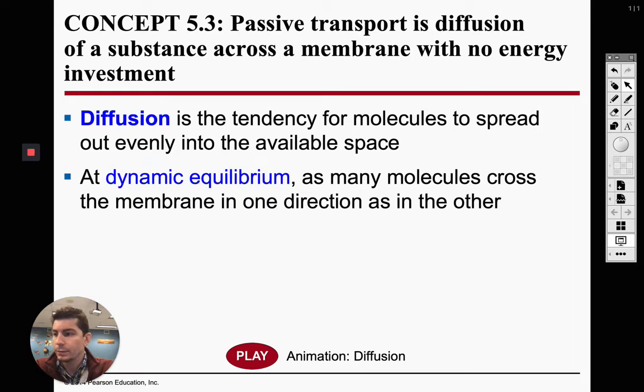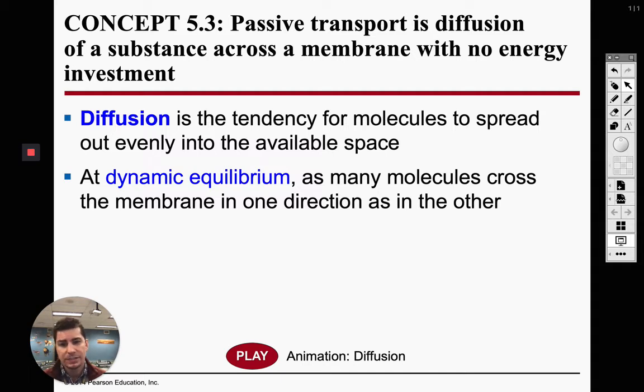Okay guys, so today we are going to go over the transport of materials into and out of the cell through our cell membrane. Talk about the cell membrane a little bit more, talk about all the different structures in it, and then we'll go over all the mechanisms. So to start off, we're going to go over diffusion.